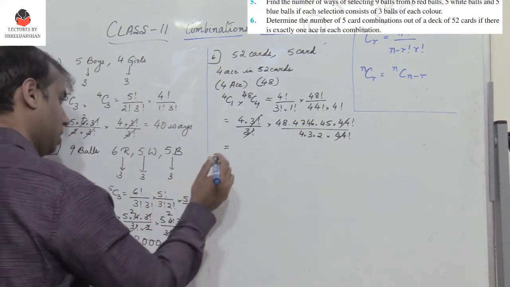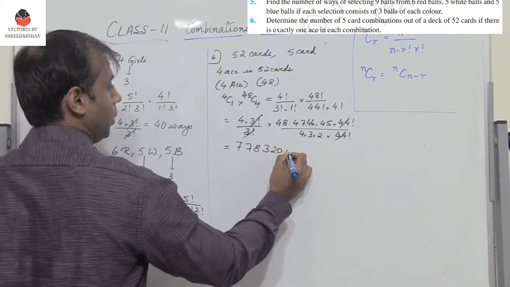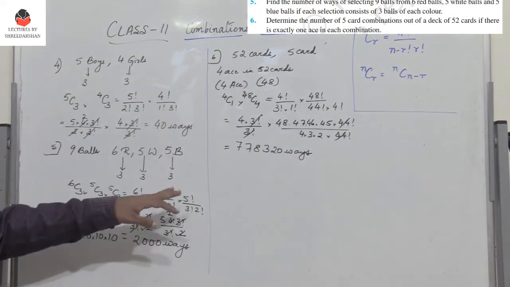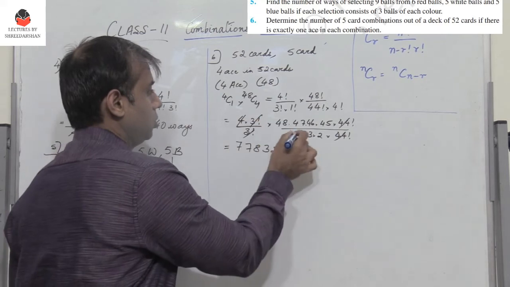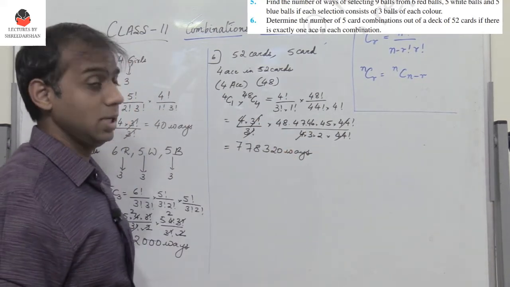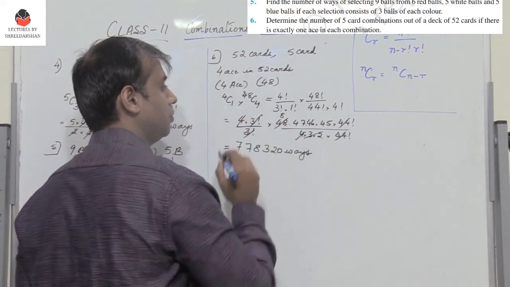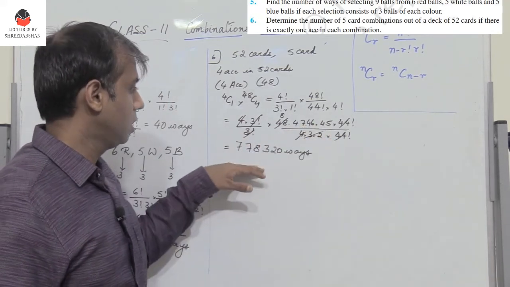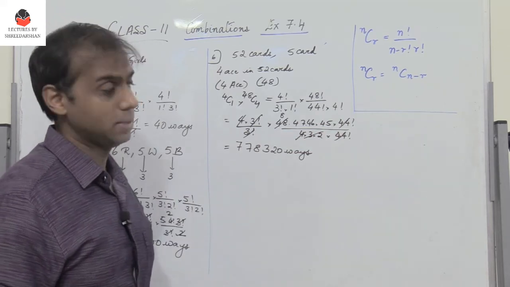So if I simplify this, we get the answer as I've already calculated. The answer is pretty big. So it is 778,320 ways, right? So make sure that you do the calculations correctly. It is 4 into, so 4 and 4 also can be cancelled, right? So you have 3 into 2 is 6. So what is 6? 6 8s are 48. So it is 8 into 47 into 46 into 45, which would give 778,320 ways.